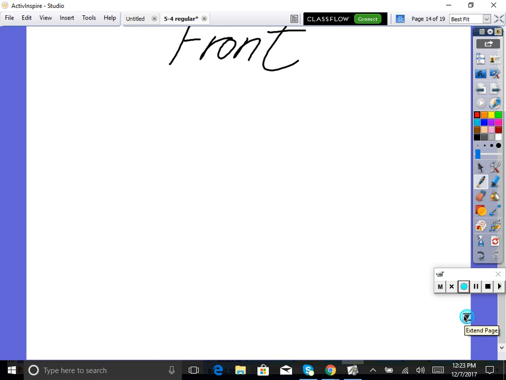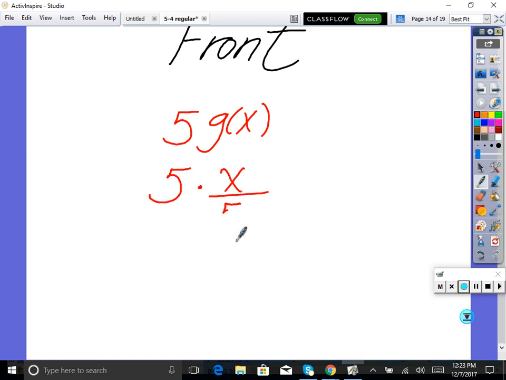So for example, if you were doing 5 times g of x, and g of x is x over 5, 5 times x over 5. People think you multiply to the top and bottom, which would be wrong, because that's treating this like 5 over 5. Is it 5 over 5? No, it's 5 over 1.